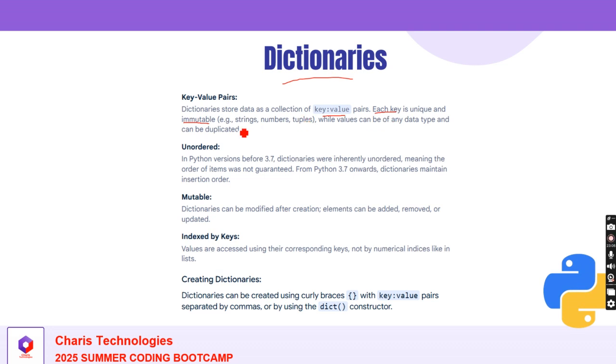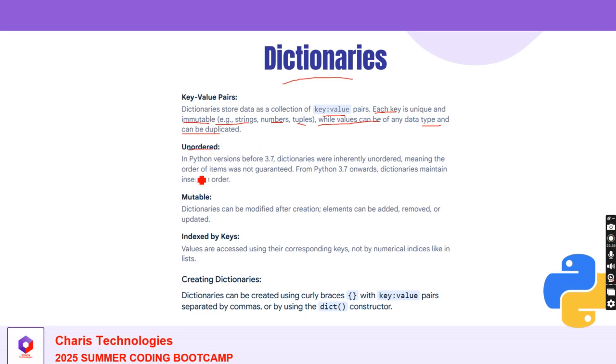So the key is unique. But you can change the values that each key stores. Now the key can be a string, a number, or a tuple, and the values can be of any data type and can be duplicated. The values can be a tuple, a list, any value.